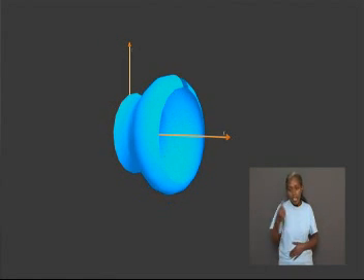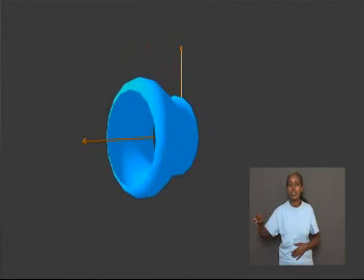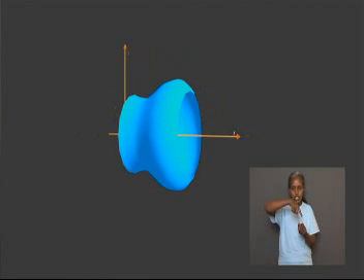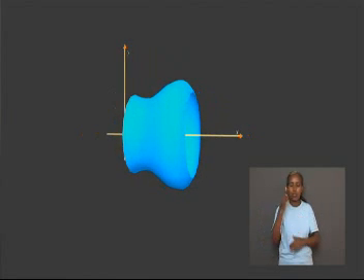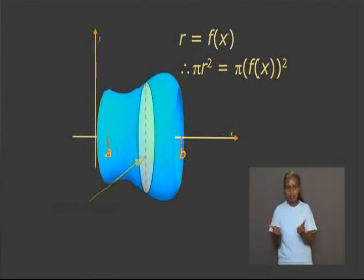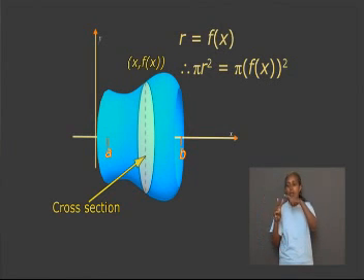Every cross-section which is perpendicular to the x-axis at x is a circular region with a radius equal to f of x. This way, we know that the area of the cross-section is pi r squared, equaling pi times f of x squared. Now that we know the area of a given cross-section, we can begin.